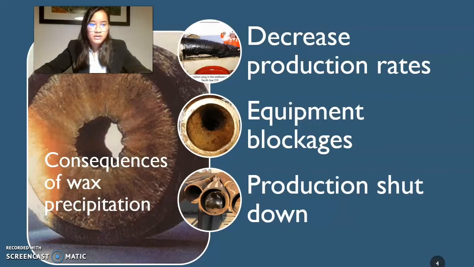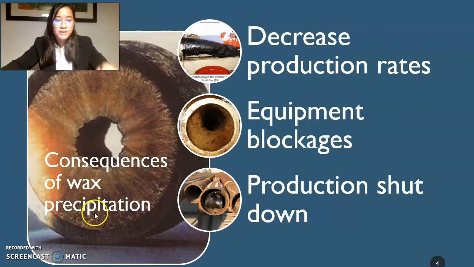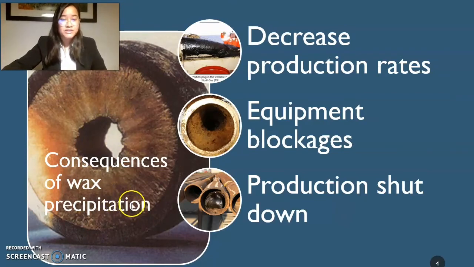Next, I will talk about the consequences of wax precipitation. This is why it is so important to avoid wax precipitation in early production. One of the consequences of wax precipitation is a decrease in production rates. It will cause equipment blockage, and in severe cases, it will cause production to shut down.